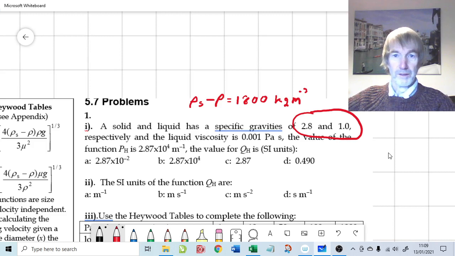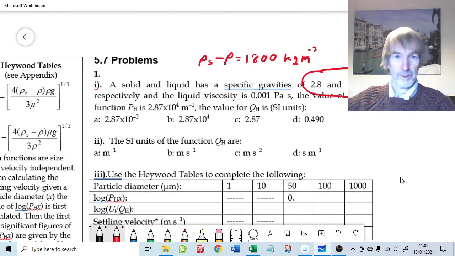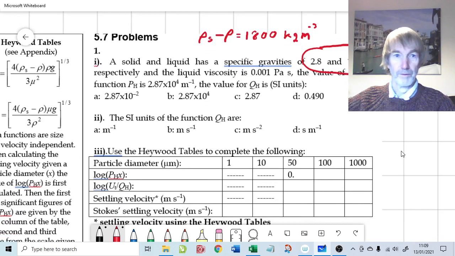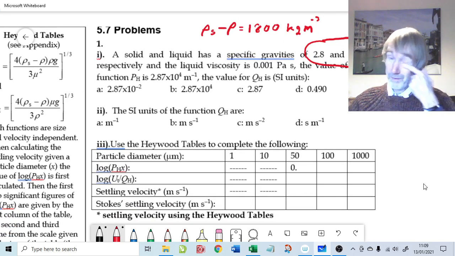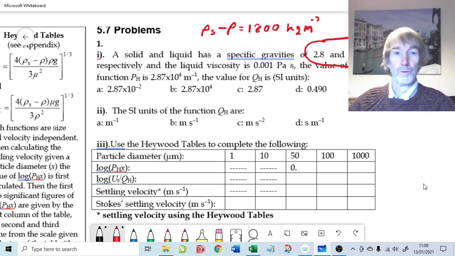So I can push that underneath me. The most important result is illustrated there. Okay, so the approach we're going to take here is one of the Haywood tables.